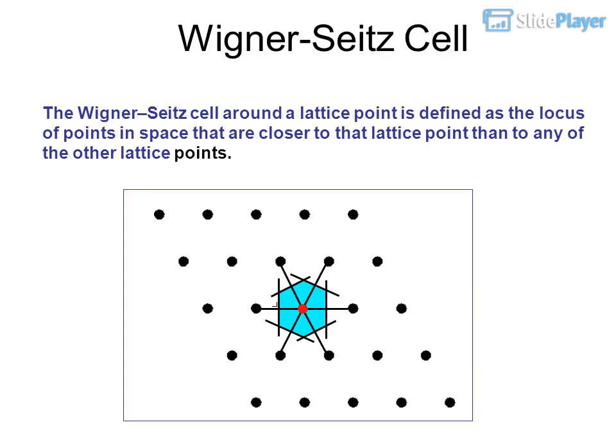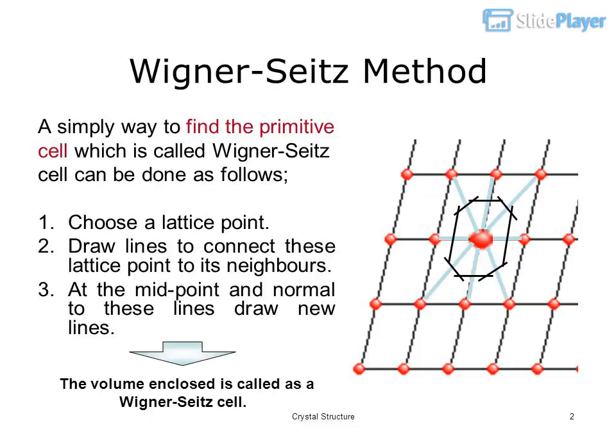Wigner Seitz cell. The Wigner Seitz cell around a lattice point is defined as the locus of points in space that are closer to that lattice point than to any of the other lattice points. The volume enclosed is called a Wigner Seitz cell.